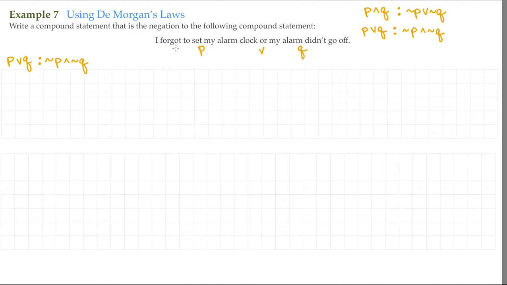So the negation of "I forgot to set my alarm clock or my alarm didn't go off," I can say, "I did not forget to set my alarm clock and my alarm did go off."